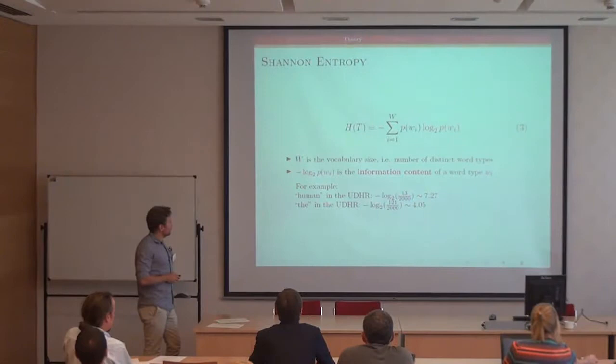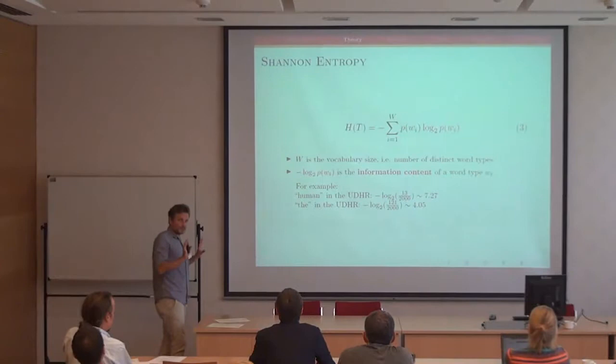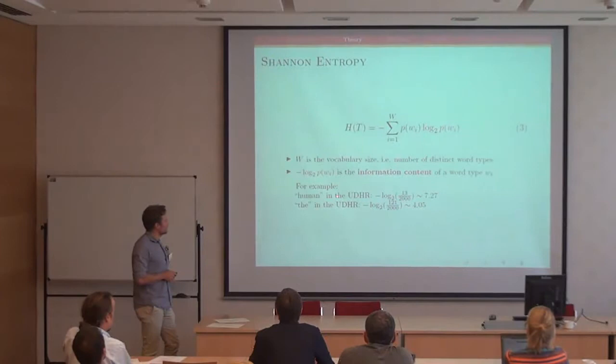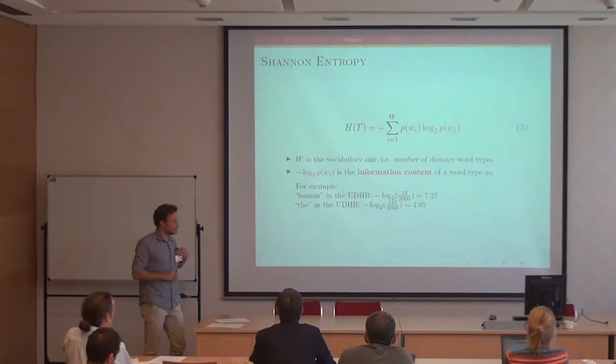And the intuition here, if you take a very naive view on probability, which you probably shouldn't, we heard this before, but if you just look at the frequencies, then for example in the UDHR, human occurs 13 times out of around 2,000, and the occurs 121 times, so the information content is lower. That's kind of the basic idea.